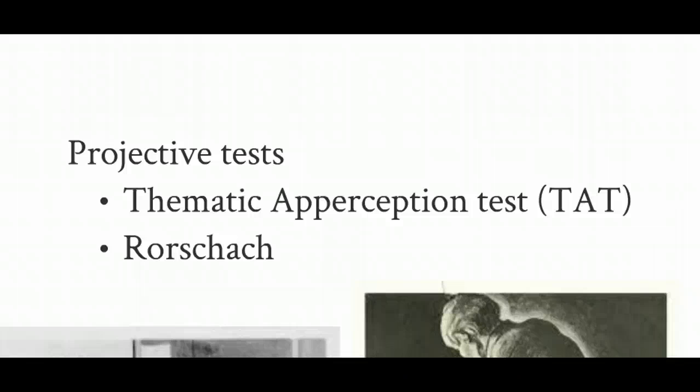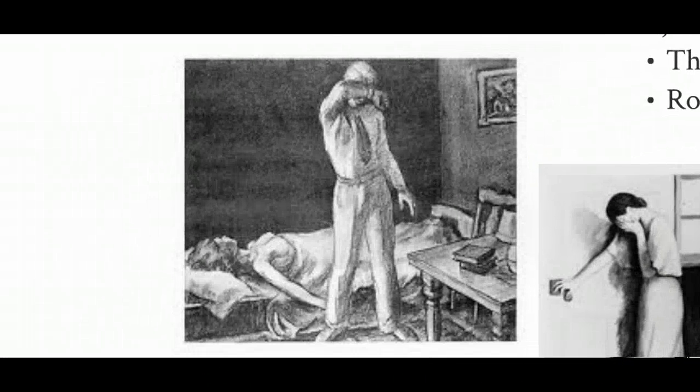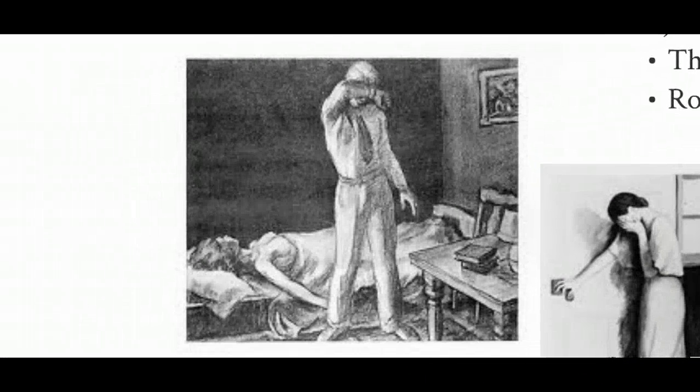Now the projective tests are interesting. The projective tests want you to project aspects of your personality onto a stimulus. So you would look at something. Now there's 2 of them. One created by a guy named Henry Murray. If you're interested in his background, just Google his name. He's a pretty interesting guy. He created the Thematic Apperception test, and then the Rorschach test, which is one of the most famous psychological tests, created by Herman Rorschach. Here's examples of cards from the Thematic Apperception test.